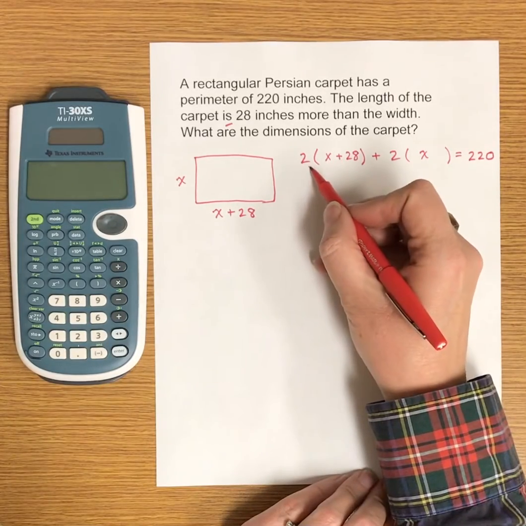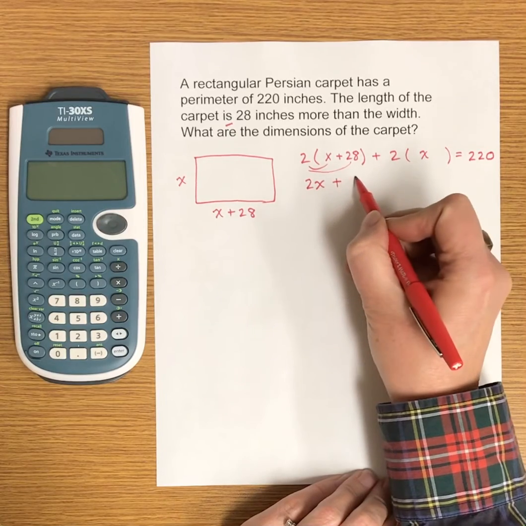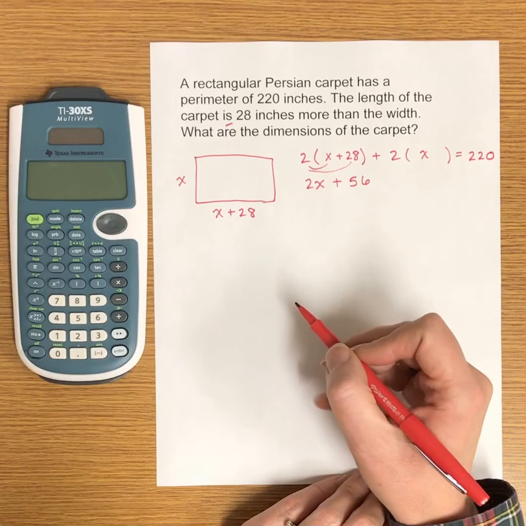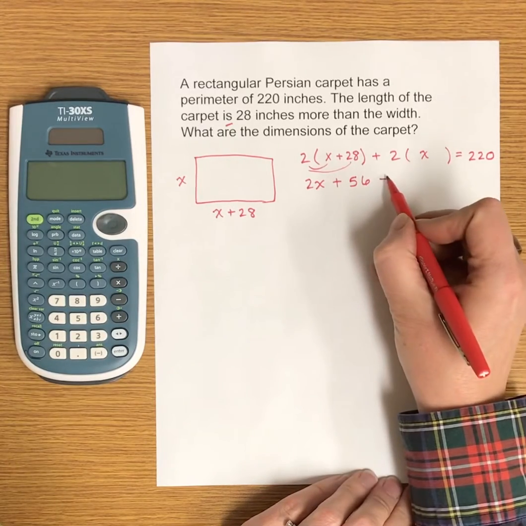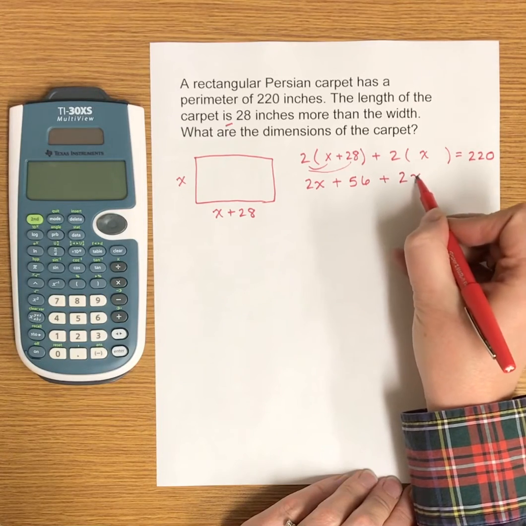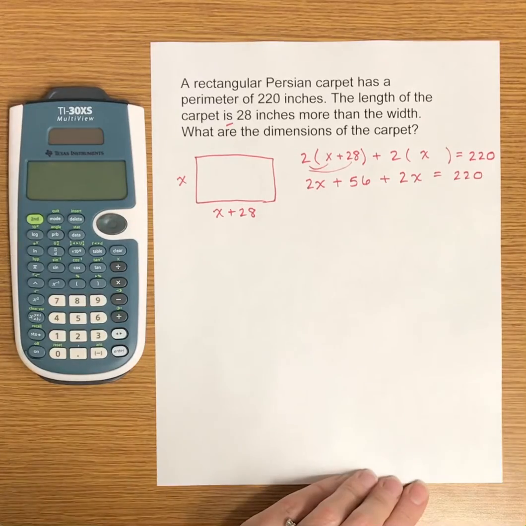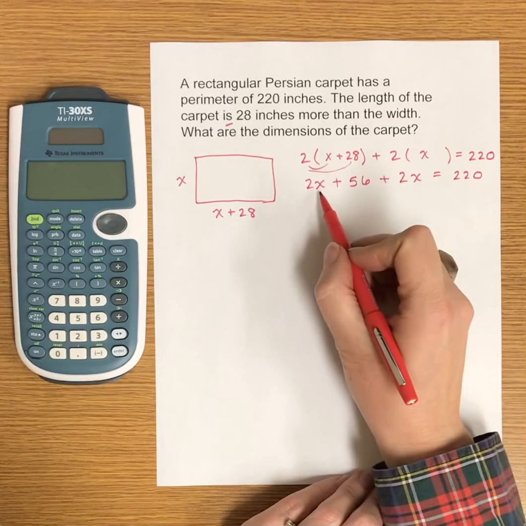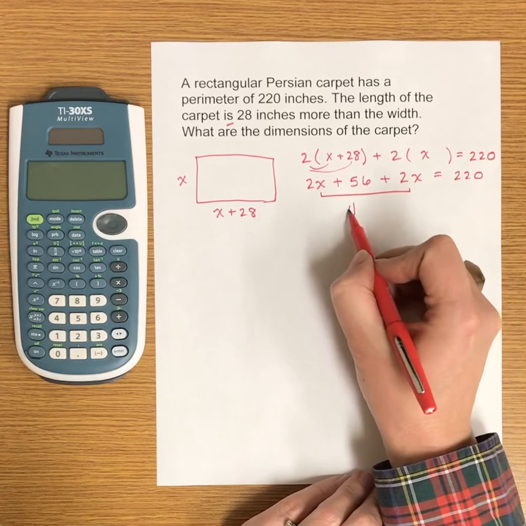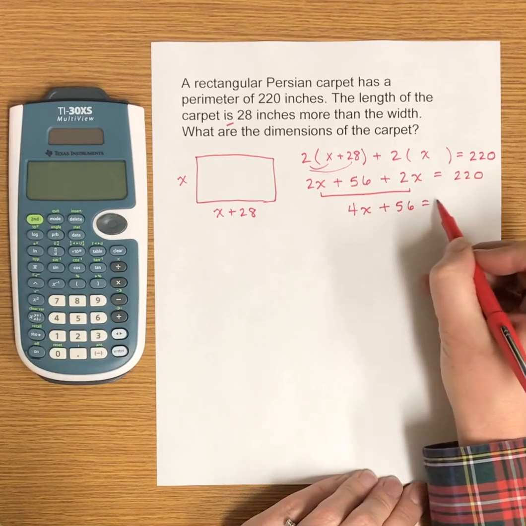In order to solve, we're going to need to distribute here. That'll make 2x plus 56 when we multiply the 2 by everything inside the parentheses. And when we multiply the 2 by everything inside the parentheses over here, that just gives us 2x. It's time to combine the like terms. So 2x here plus 2 more x is a total of 4x, plus the 56 equals the 220.